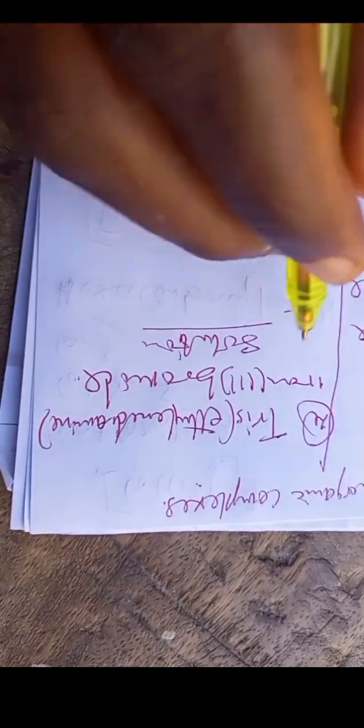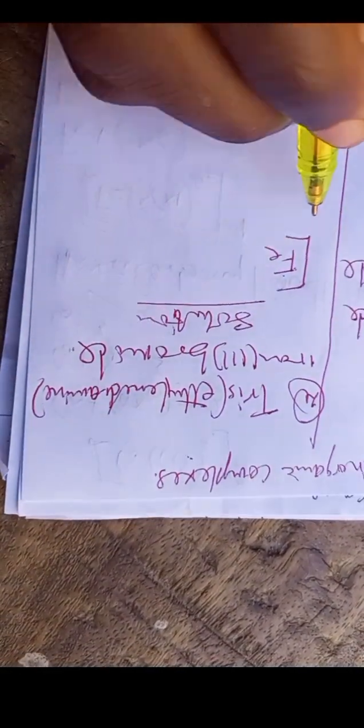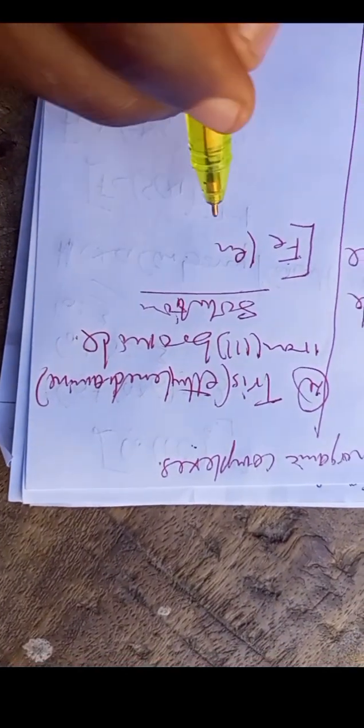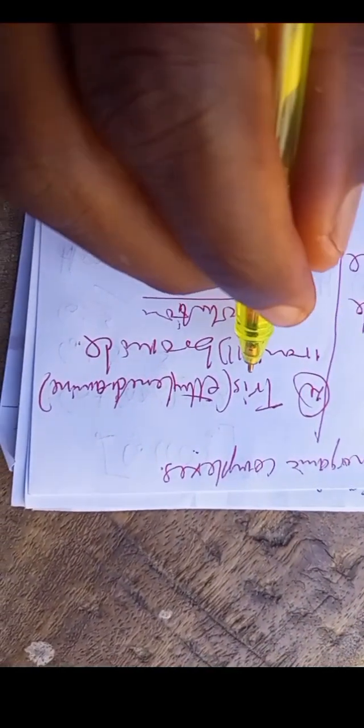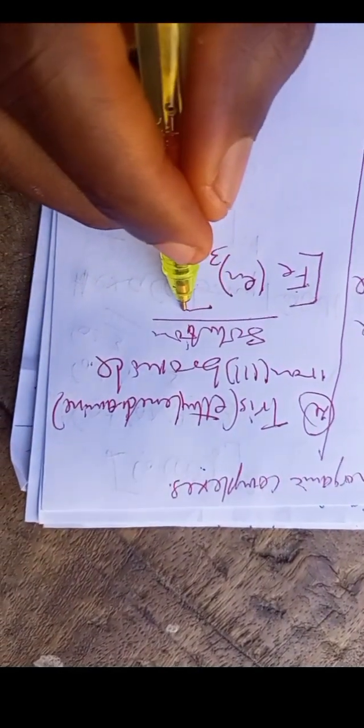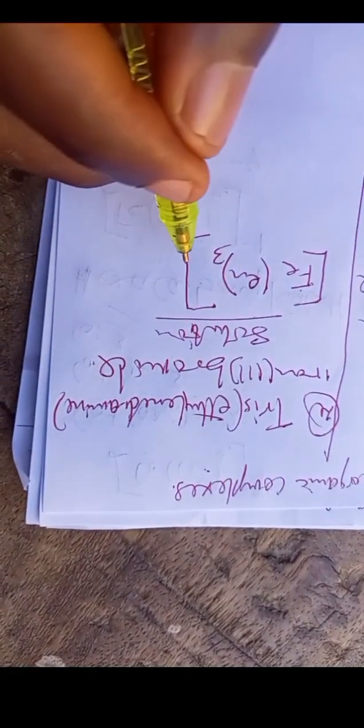Now, ethylenediamine. First look at your central metal, which is Fe. Then you open the small brackets. Ethylenediamine is en in short. Then you put 3 to show that ethylenediamine is 3 here. Then you close the parenthesis. That is the only ligand that we have. Outside this, we have bromide.